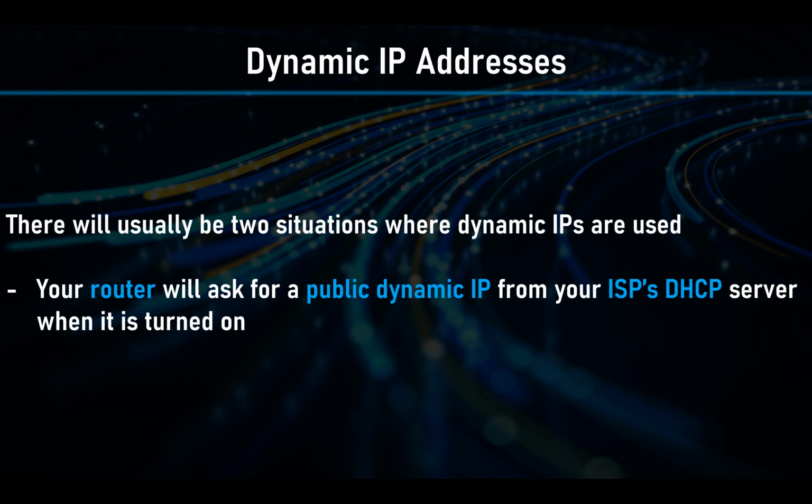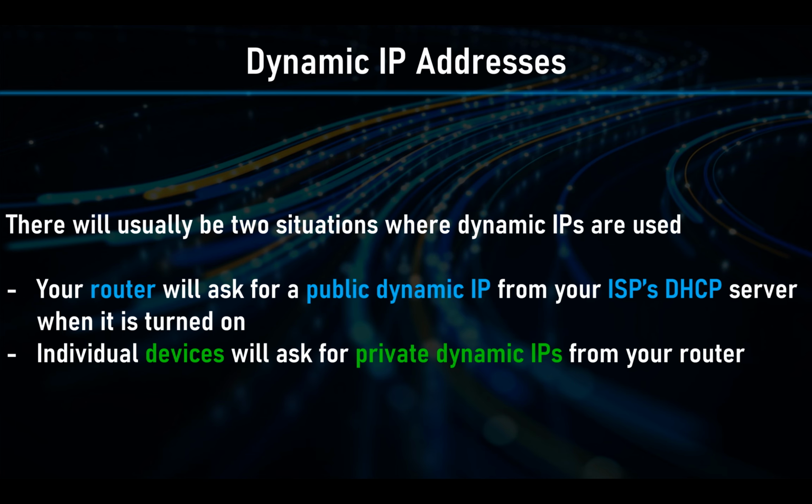Again, your router is going to get a public dynamic IP from your ISP's DHCP server when it's turned on. Individual devices will also ask for a private dynamic IP from your router. And actually your router is also going to have its own DHCP server built in.